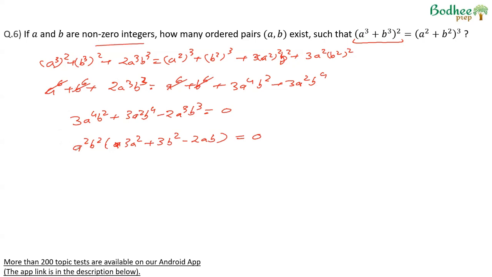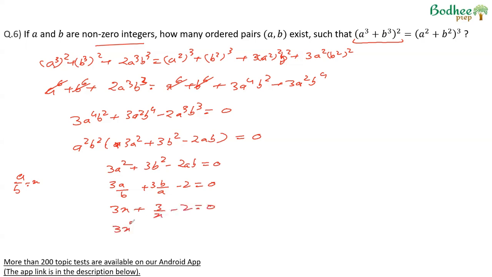Clearly, we are looking at non-zero integers, so a square b square cannot be 0. Therefore, 3a square plus 3b square minus 2ab should be equal to 0. Now, if we divide the entire thing by ab, we'll get 3a by b plus 3b by a minus 2 is equal to 0. Let a by b is equal to x. So 3x plus 3 by x minus 2 is equal to 0, which means 3x square minus 2x plus 3 is equal to 0.